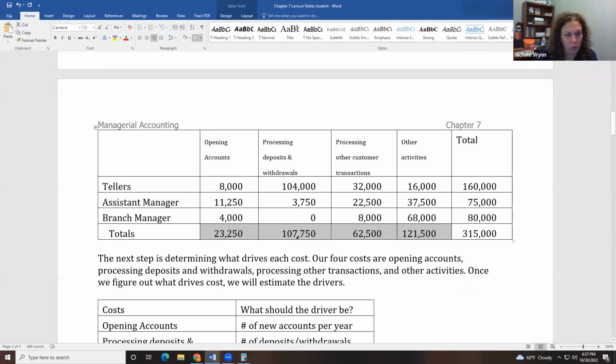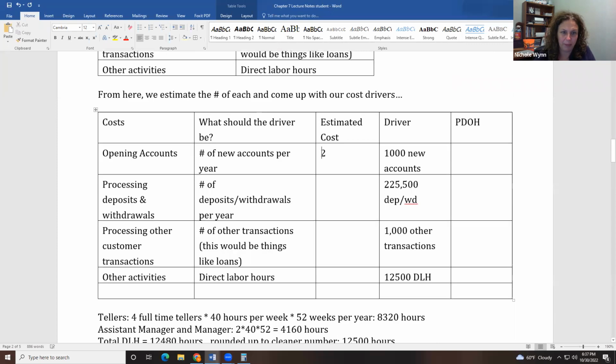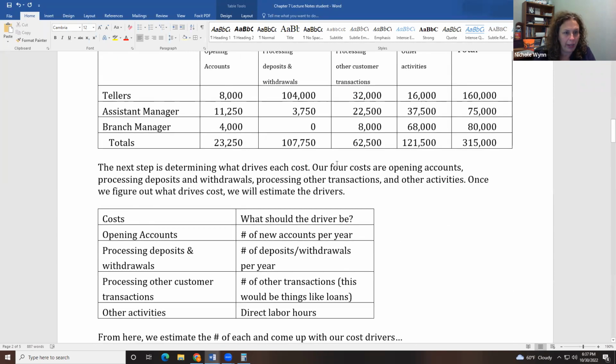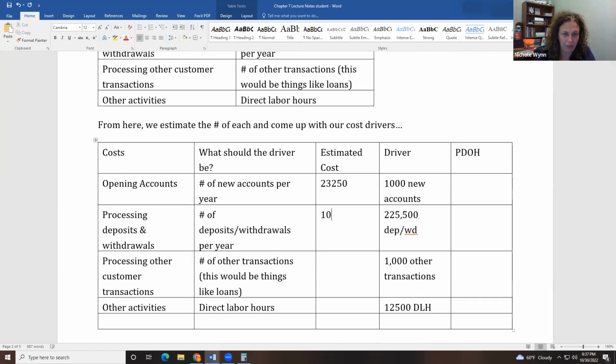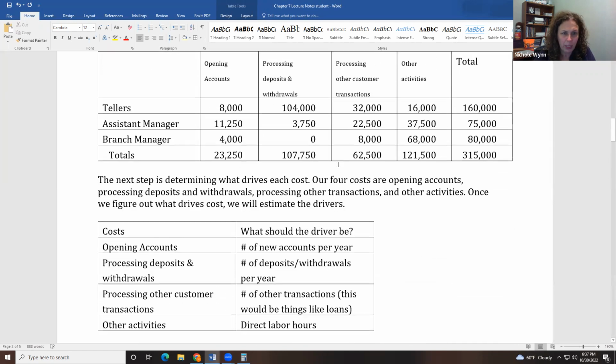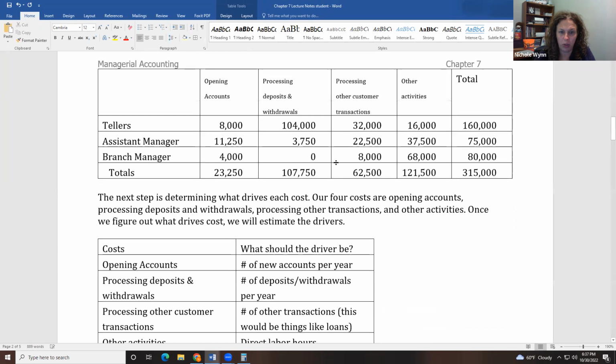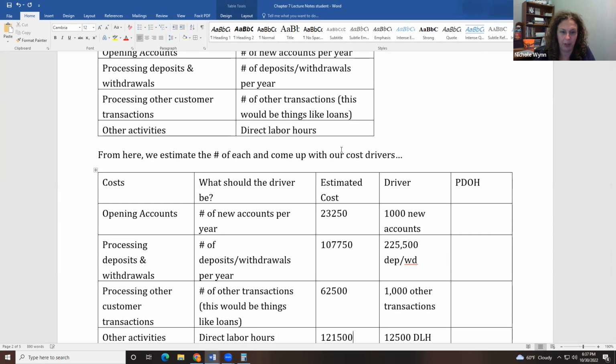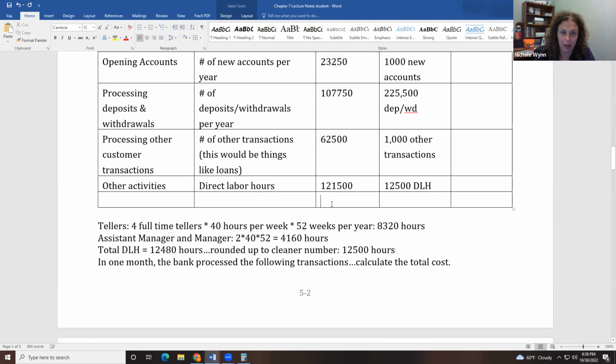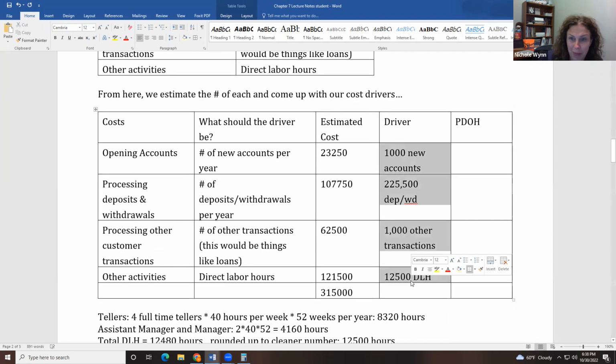Okay. So I have 23,250 and 107,750 and 62,500 and 121,500. Those estimated costs, I just found them in total, by the way, that's 315,000. And then I came up with my drivers and I just made these up. So I have no idea how realistic this is. I'm just kind of trying to come up with some numbers.